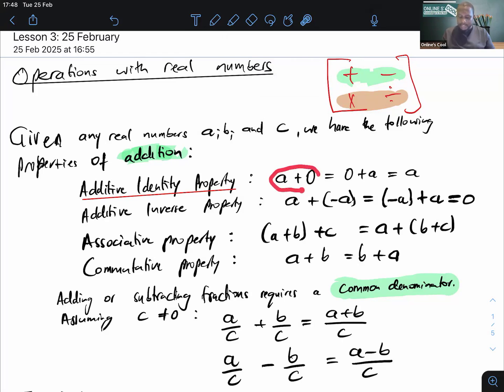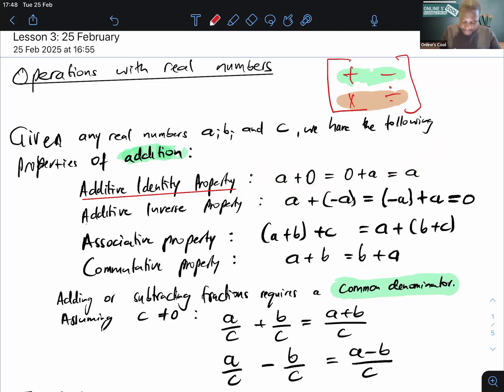You can write it in the form 0 plus A, and you can write it in the form A plus 0. Both of those will just give you A. So whether you start by adding the 0 or you add the 0 after you have your number, the answer is going to be A. And we call that the additive identity property: you can add 0 from the left or the right, and it will always give you the same answer. All right.